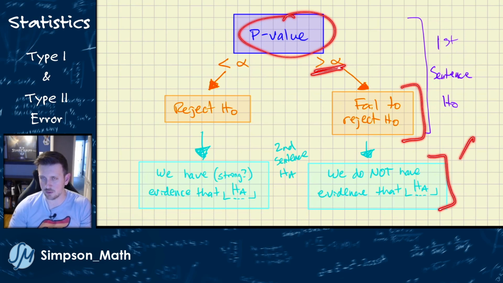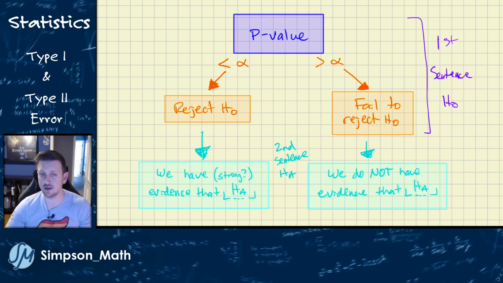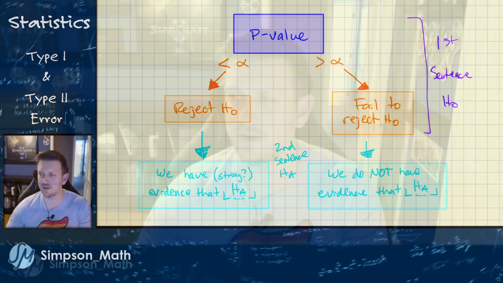Because typically that's why we're doing the test. We were wanting to show the alternative is true. That's why we're doing that. So typically in our second sentence, we're going to say that we either do or we don't have evidence for the alternative. Again, I'm going to go back to my pencil situation here.